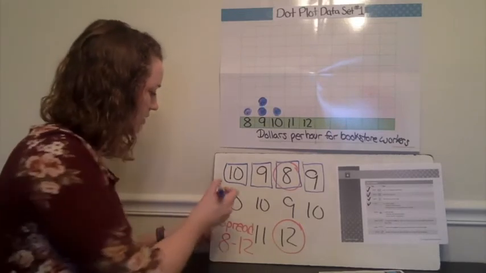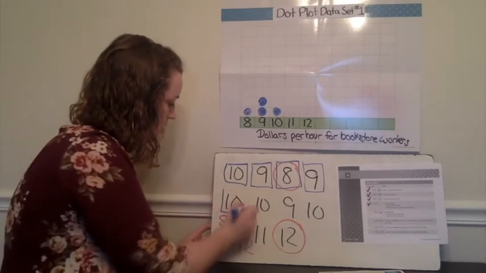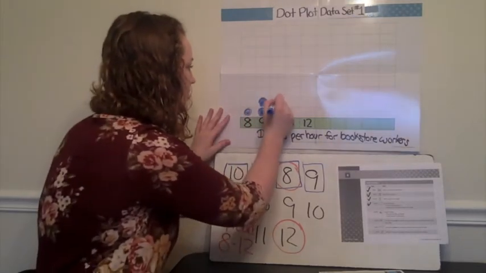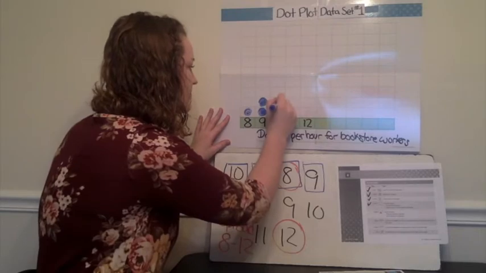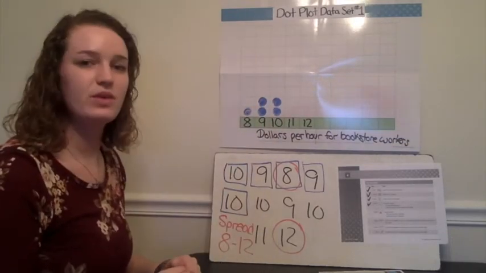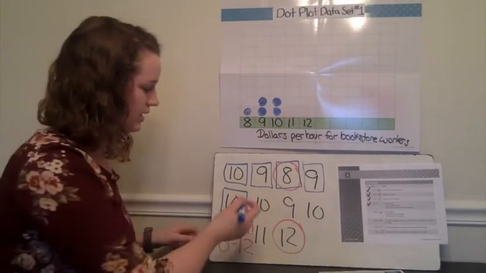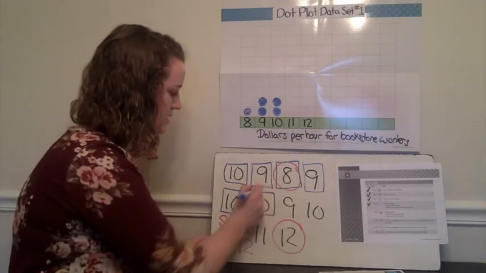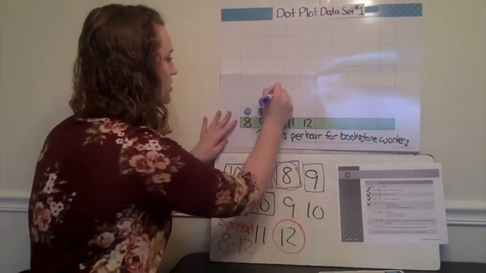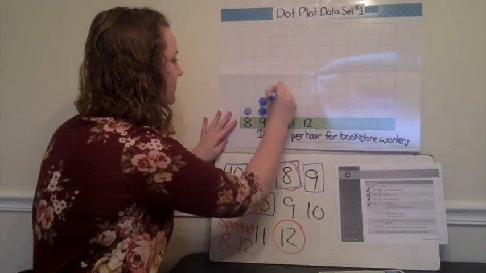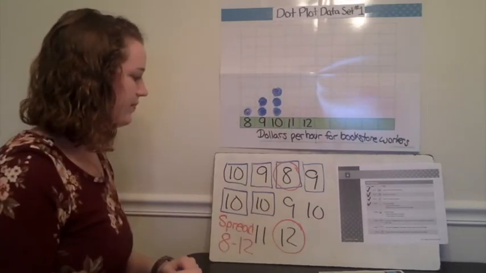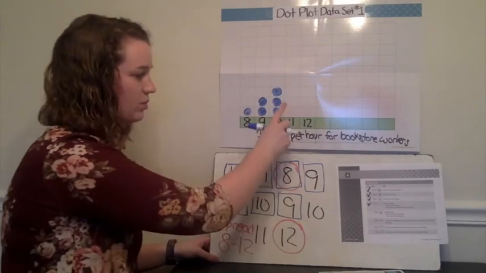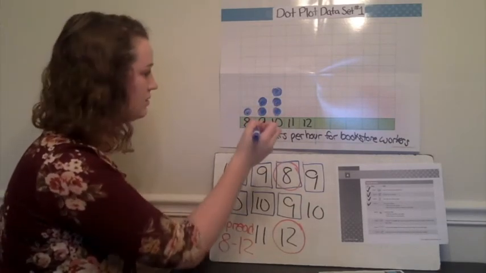All right, our next one is 10. So we're going to put a dot right above where it says 10. Okay, and we're going to keep going until all of our numbers are done. So our next number is 10. So put another dot where it says 10. And then we have 9. So we're going to put another dot where it says 9.